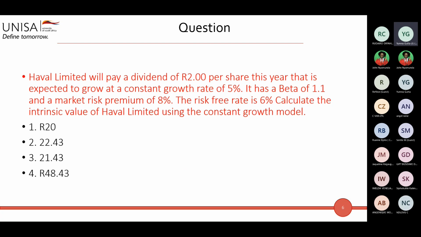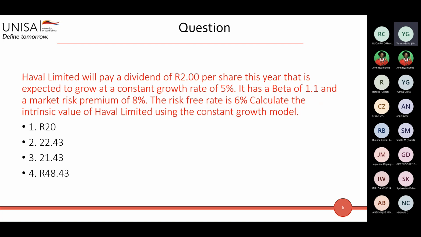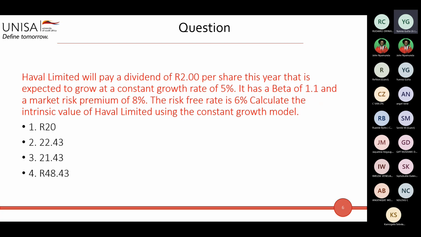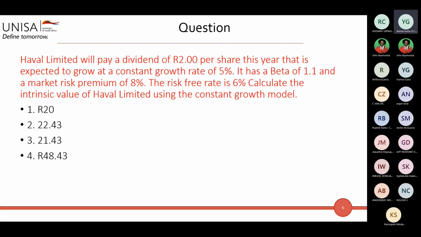So Haval Limited will pay a dividend of 2 Rand per share this year that is expected to grow at a constant growth rate of 5%. It has a beta of 1.1 and a market risk premium. So remember I spoke to you about a market risk premium, means the brackets are calculated for you in your CAPM formula. The risk-free rate is 6%. Calculate the intrinsic value of Haval Limited using a constant growth model.